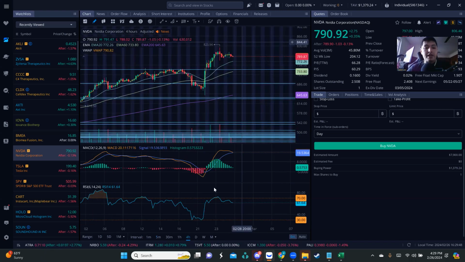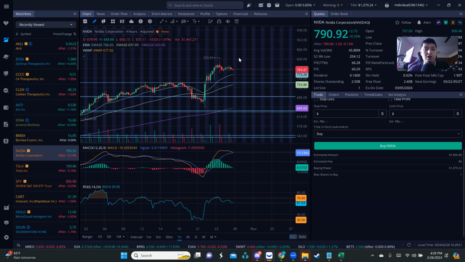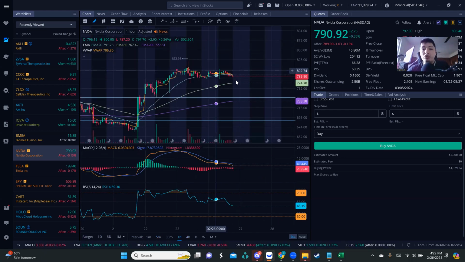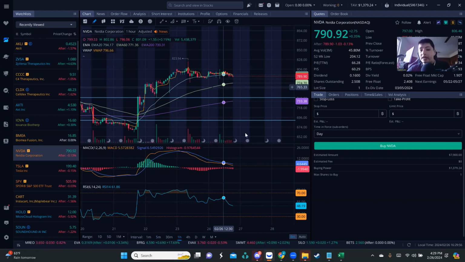But what I can tell you is that the setups are looking bearish for tomorrow for Nvidia, right? Already breaking the 20 MA on the different time frames, selling pressure accumulating.